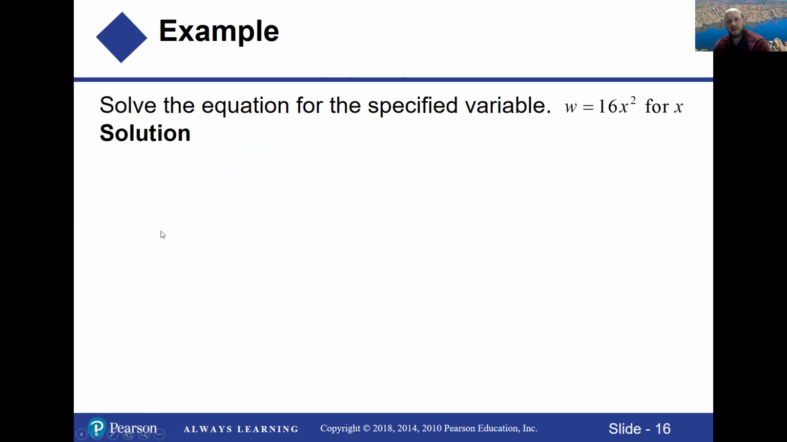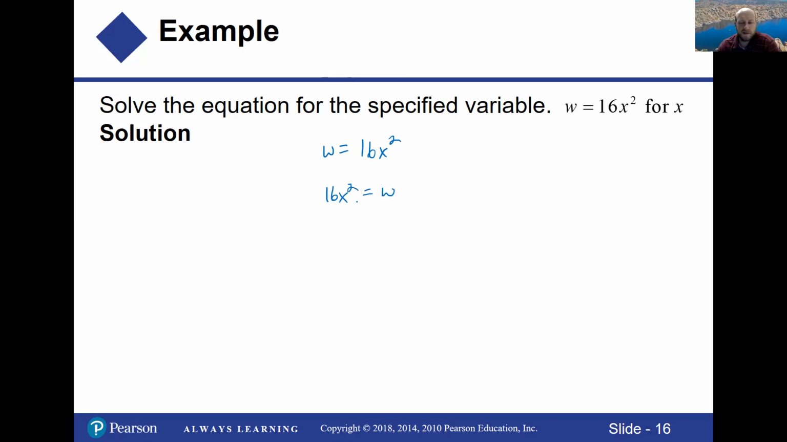All right, not too much more, but what I wanted to do here is I have this equation here, w equals 16x squared. And what I'm going to do here is solve for the specified variable. So they want us to solve this for x. So I just wanted to show you this quick example here. So again, I like to have the x squared term on the left. That's just me. If you don't care, that's fine.